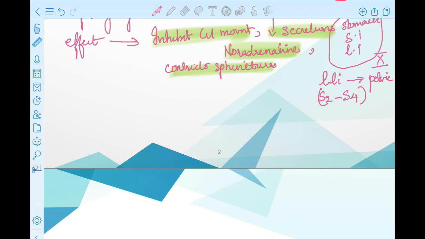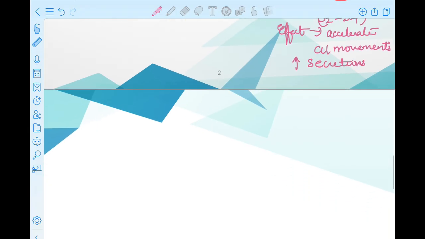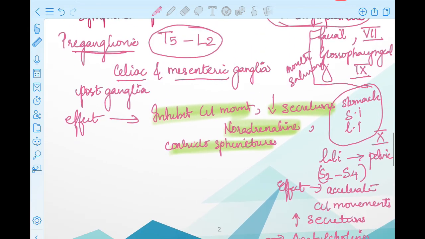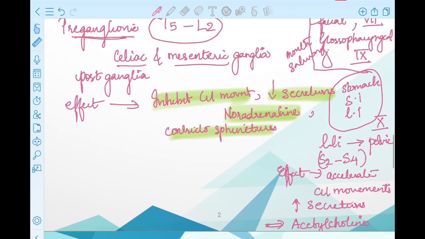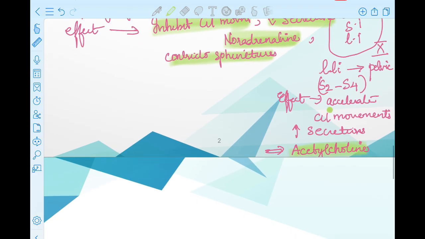And the effect is what is important here. The effect is that it will accelerate the GI movements and also it increases the secretions. Why is it? It is because the neurotransmitter released here is acetylcholine. So please keep this in mind. The sympathetic system produces noradrenaline, so it is inhibitory, whereas the parasympathetic system produces acetylcholine, which is an accelerator, or more like excitation that is happening here.